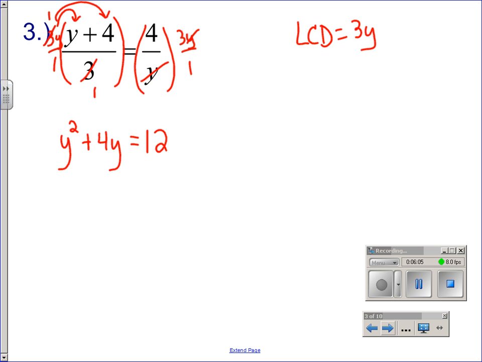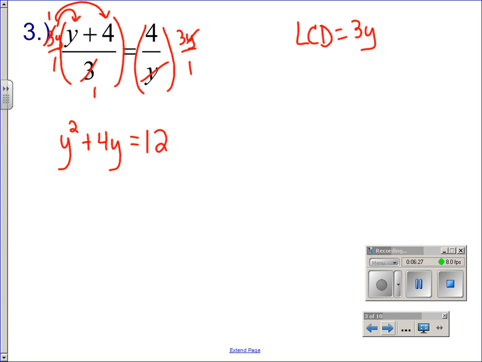Now we have a y squared. So it's a quadratic equation. How are we going to solve this? Right, we have to factor. Well, before we can factor, what does it have to equal? A 0. So how do we do that?